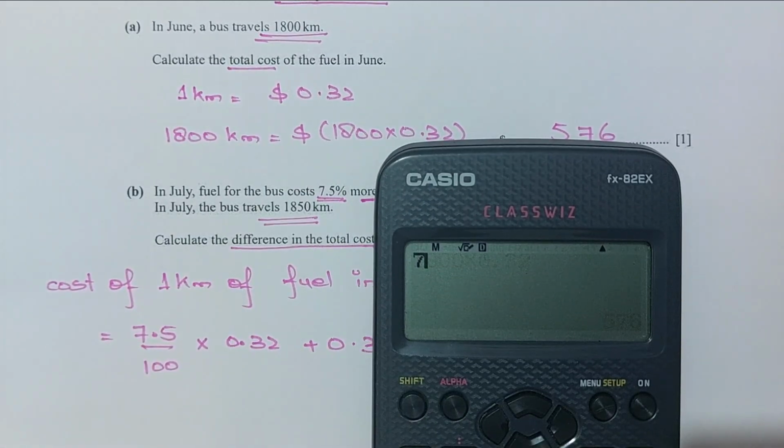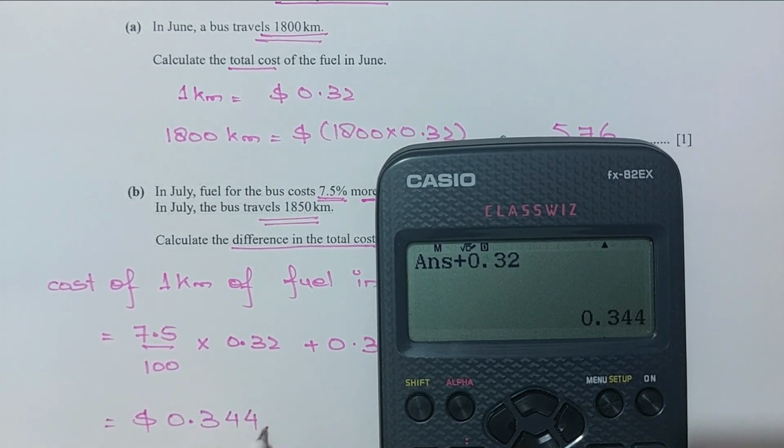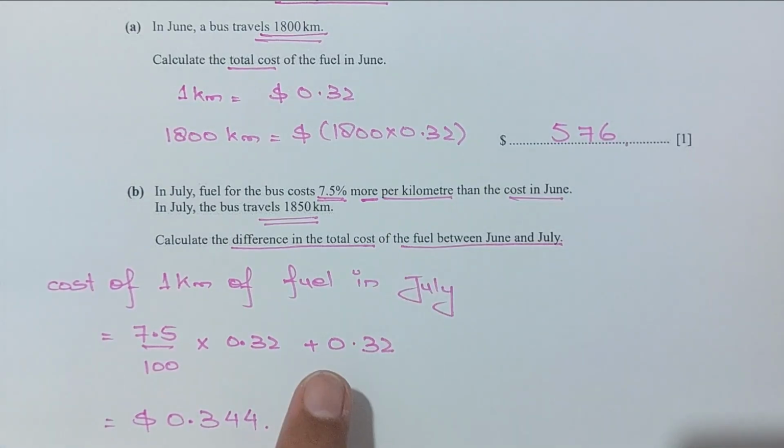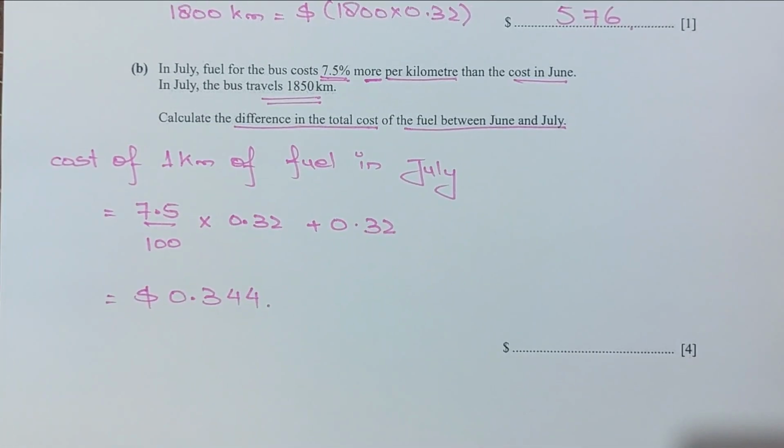Okay, 7.5 over 100 times 0.32 add 0.32. This is 0.344. $0.344 is the cost of 1 kilometer of fuel, the cost of fuel per kilometer in July, right?